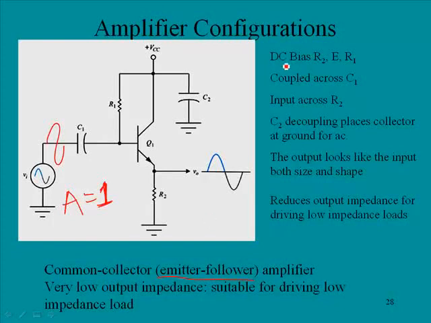Now let's see, I've got some notes here. DC bias, so we have R2, the emitter, and the R1 here. This would establish the DC levels for biasing. The coupling would be across C1. The input value would come down across R2, and then the value felt across R2 would be sent over here out as our output. C2 is a decoupling capacitor, which places the collector at AC ground. The output looks like the input, both in size and shape, and there is no phase inversion here as well.